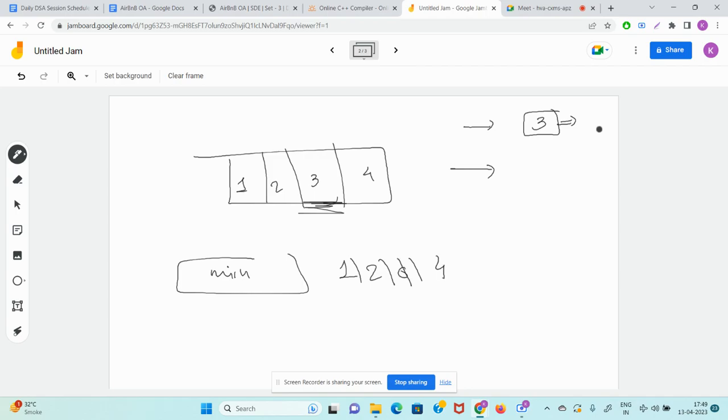Now, if I pick the stone number 4, what will be the cost? Whoever says this answer first in the chat will get 500 rupees GPay at night or PhonePe, depending on your preference. So tell me, guys, what is the cost of picking the fourth element after picking the third element?